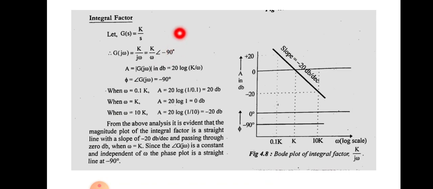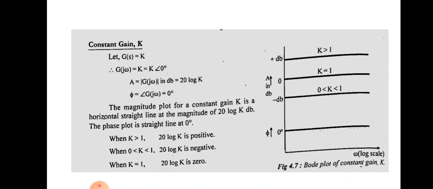See, if an angle is in the form of a by b, then the total angle will be a minus b. So here the angle of k is 0 and the angle of j omega is 90 degrees. So the phase angle will be 0 minus 90 degrees, that is minus 90 degrees. I forgot to say one thing: in the first case, the angle is 0 degrees, so we can plot the phase angle as 0 degrees in the same semi-logarithmic graph.